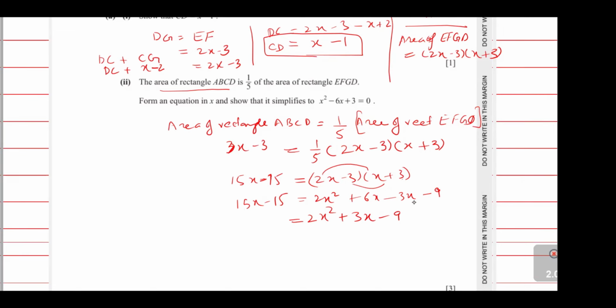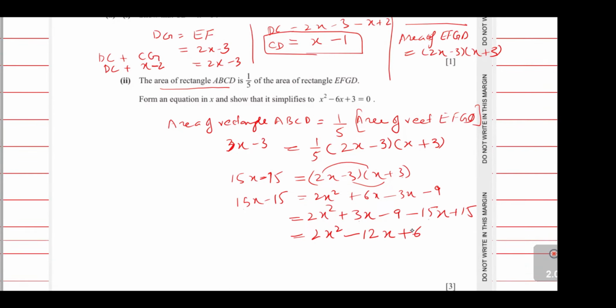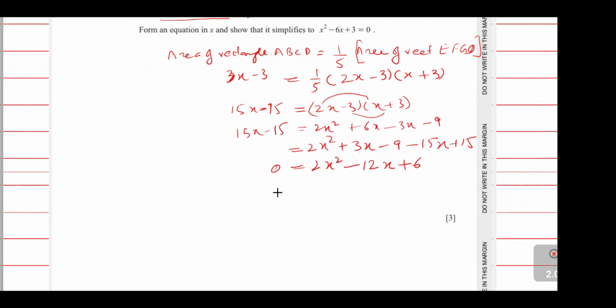We will shift 15x and minus 15 from left to right. It becomes minus 15x plus 15. And this is 2x square plus 3x minus 15x, which is equal to minus 12x, plus 15 minus 9, which is equal to plus 6. And we can divide this equation by 2. We get x square minus 6x plus 3 equal to 0. Hence, it is proved: x square minus 6x plus 3.